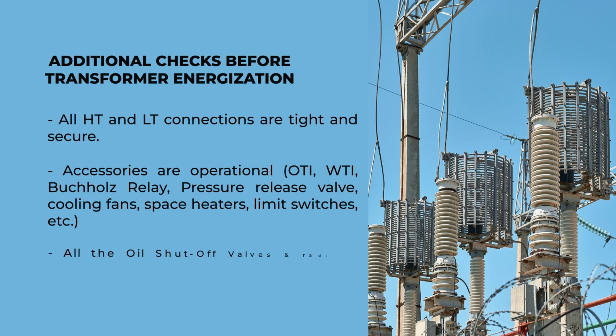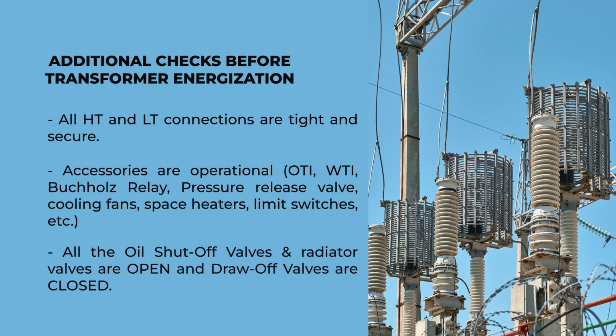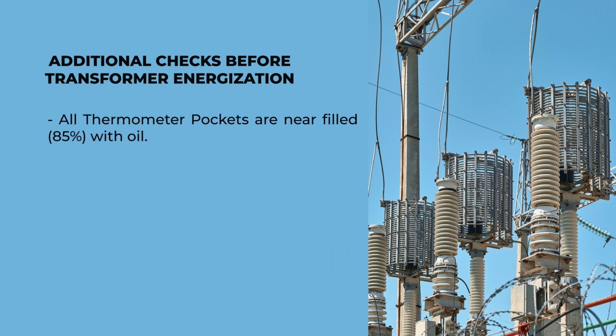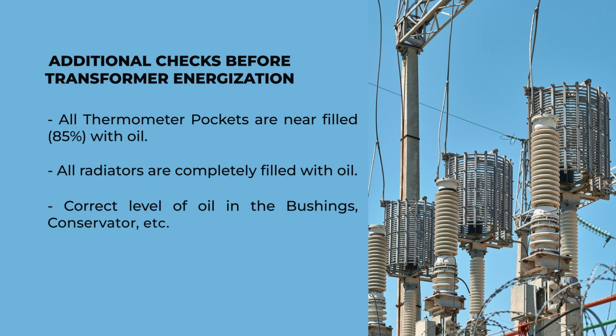All the oil shut-off valves and radiator valves are open and drain valves are closed. All thermometer pockets are filled with 85% of oil. All radiators are completely filled with oil. Correct level of oil in the bushings and conservator.